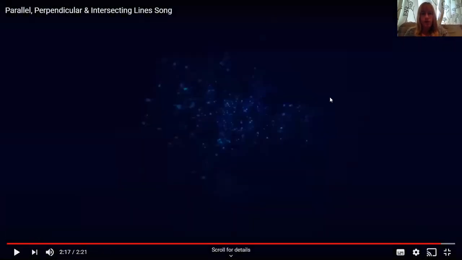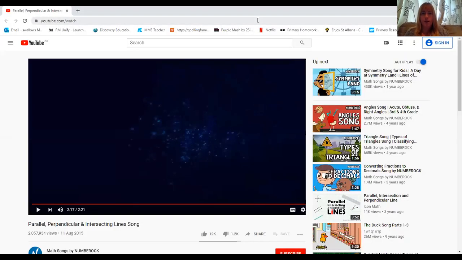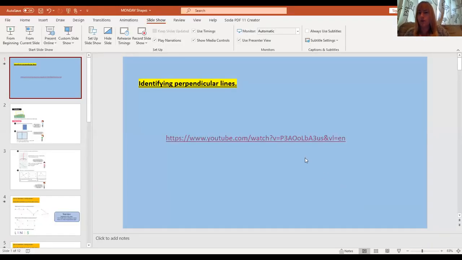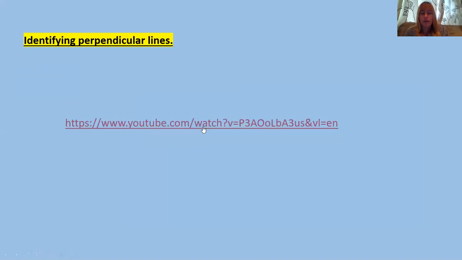Okay, hopefully you now have an understanding of what perpendicular means. We also heard the word parallel there. We're going to be learning more about parallel lines tomorrow. Okay, so let's have a look in our Maths No Problem.